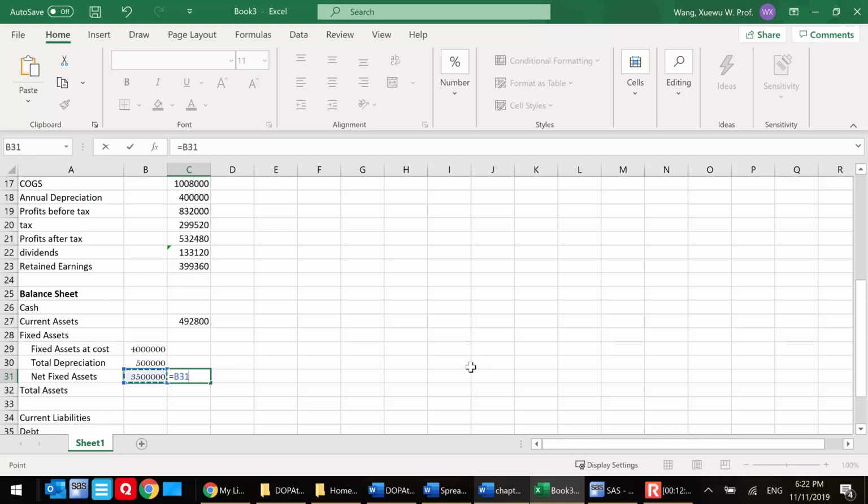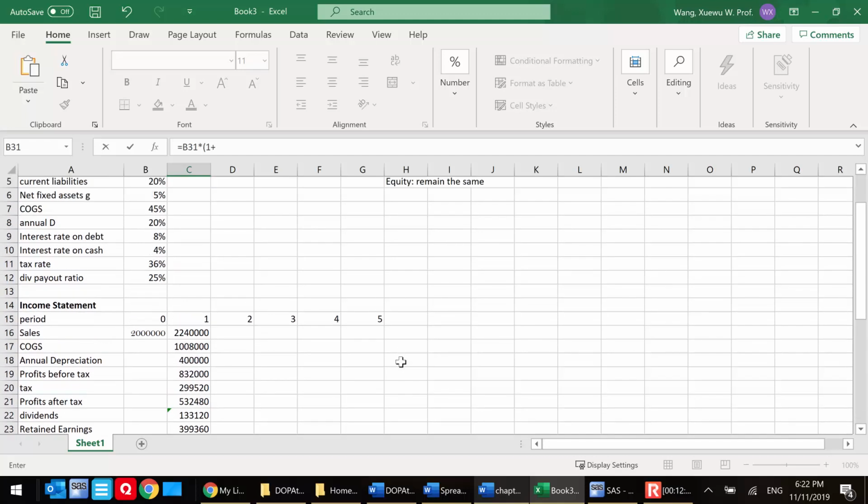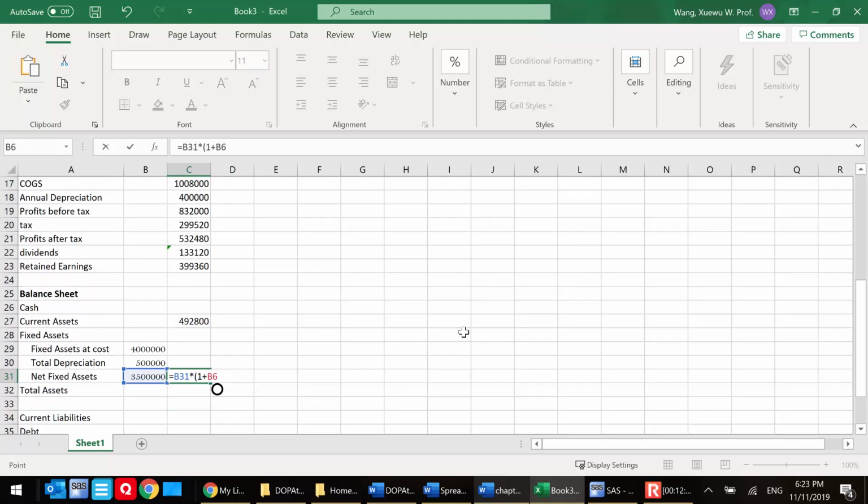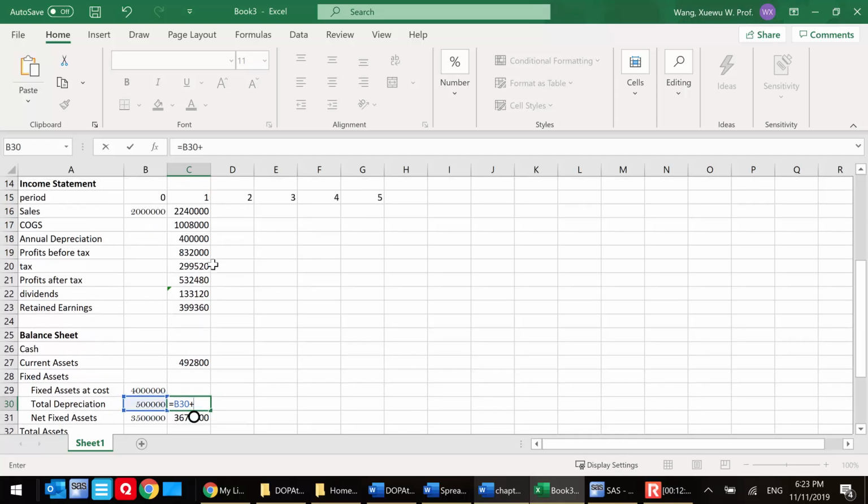So I'm going to take the previous net fixed assets and multiply that by 1 plus the growth rate for net fixed assets, which is this number here. Right, and I need to lock down this number here. So I have this net fixed assets, and the total depreciation is going to be what you have depreciated as of year 0 plus what you're going to depreciate in year 1. All right, so this is the total depreciation.